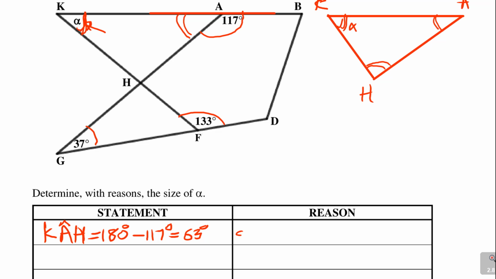What is the reason? Sum of angles in a triangle. Or angles, yeah, sum of angles in a triangle. So you know now already here it's 63, but I'll take it into my diagram here. It's almost there. We got the first one. Now I'm interested in finding this one here.